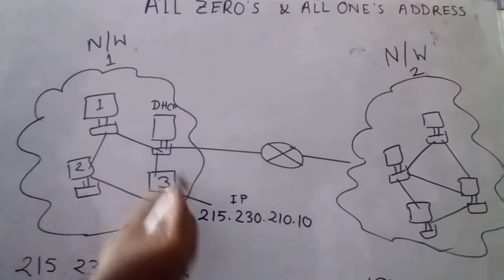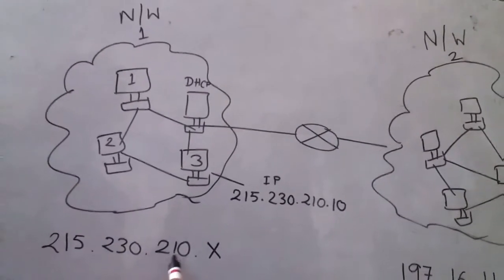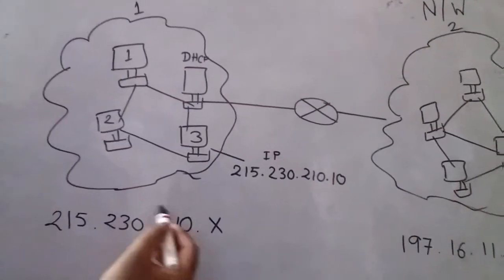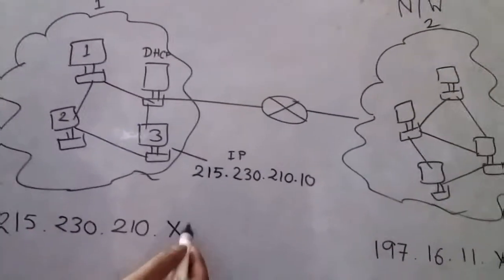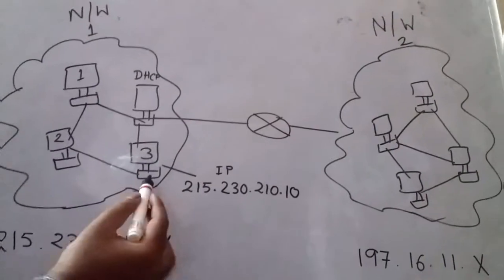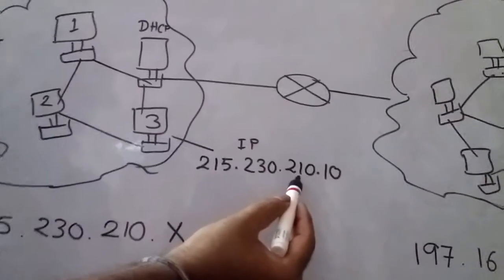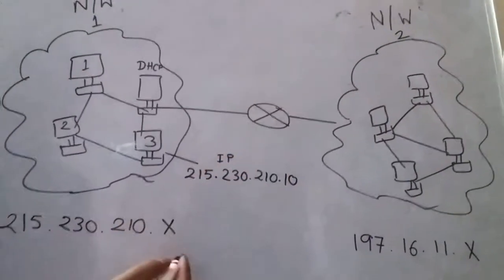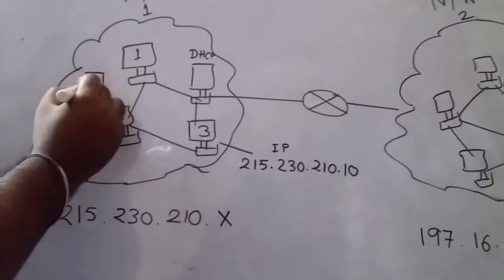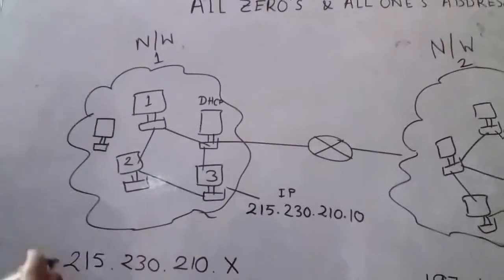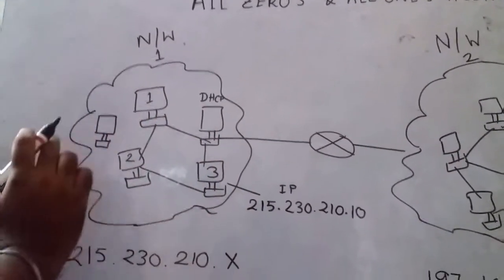Here, this is the network. The network ID is 215.230.210.x. So this is a class C address. So 24 bits for the network ID and the remaining part is the host ID. For example, this is a host. The IP is 215.230.210.10. Now suppose in this network I want to add a new computer. So what will be the IP address? The DHCP server will assign the IP address.